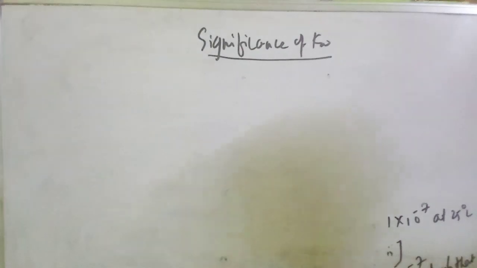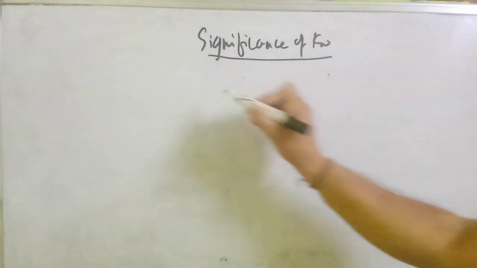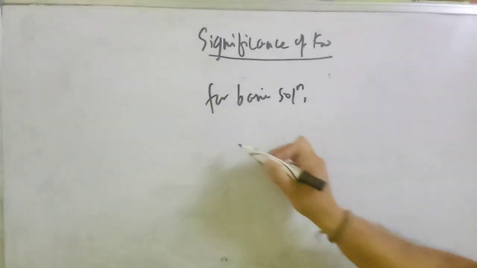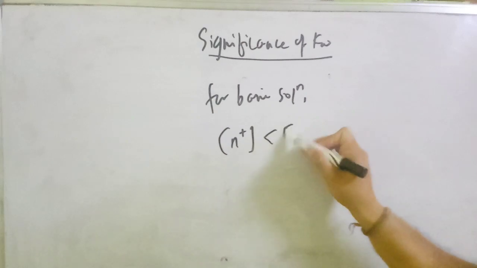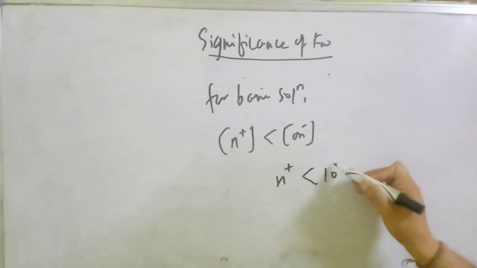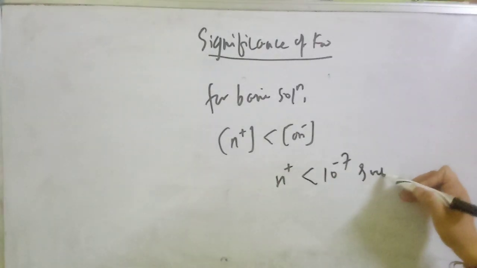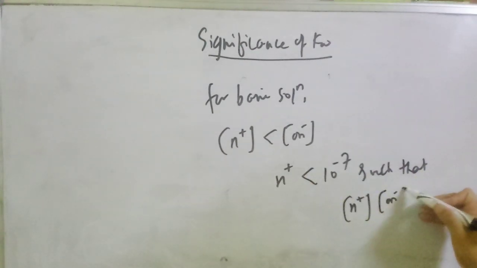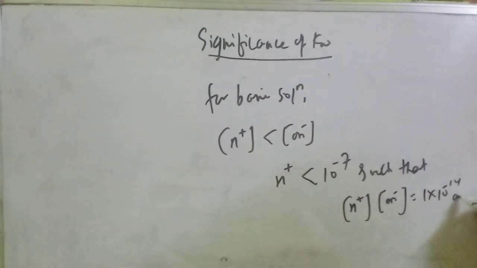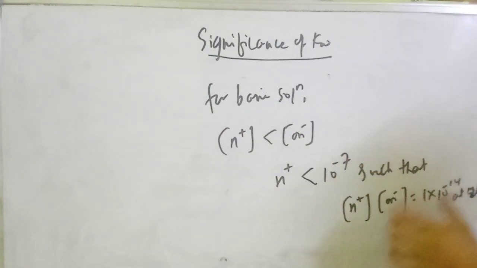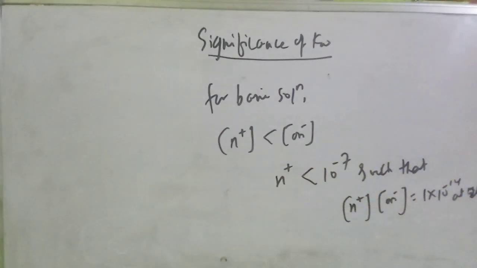Similarly, for a basic solution, you can easily guess it. For a basic solution, the H plus ion concentration is smaller than the hydroxide ion concentration. That is, H plus is always smaller than 10 to the power minus 7, such that H plus multiplied by hydroxide always equals 1 into 10 to the power minus 14 at 25 degrees centigrade. Whether H plus increases or hydroxide increases, the total product must remain constant, equal to 1 into 10 to the power minus 14 in any solution.